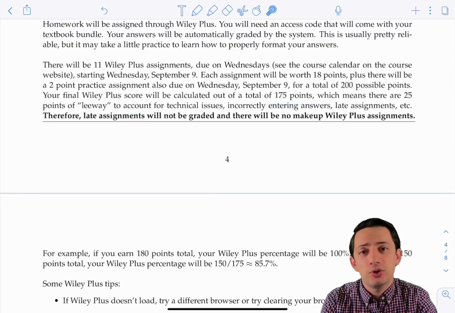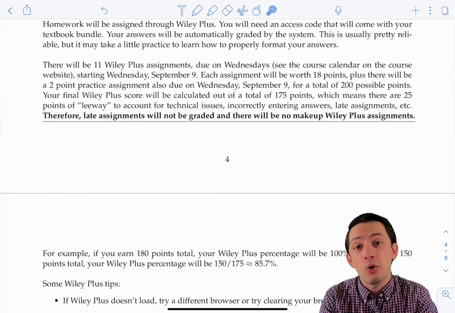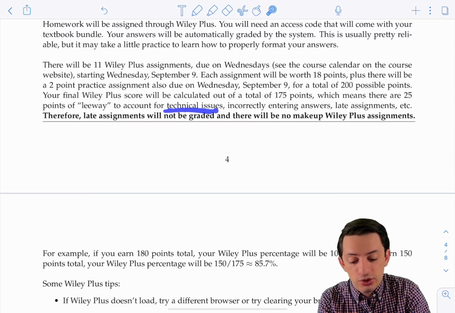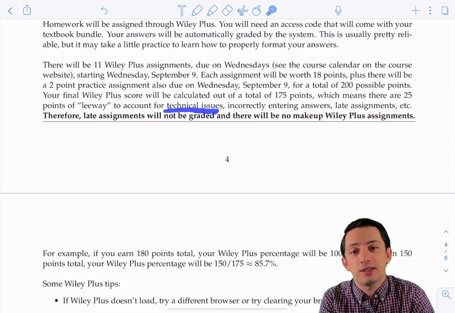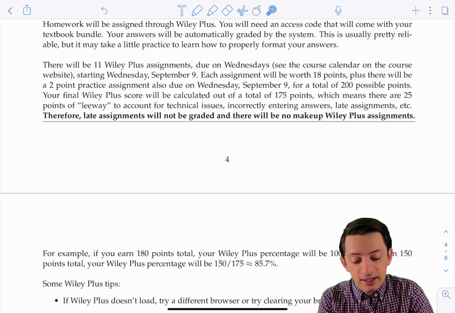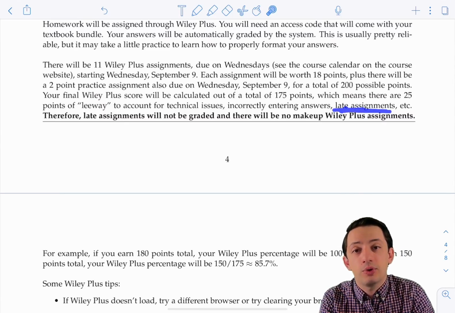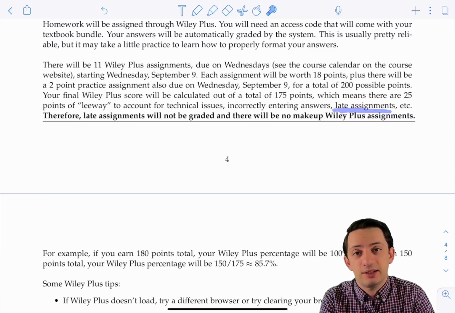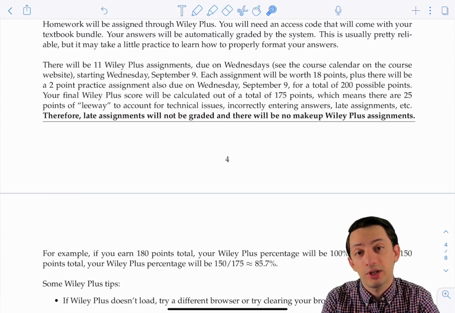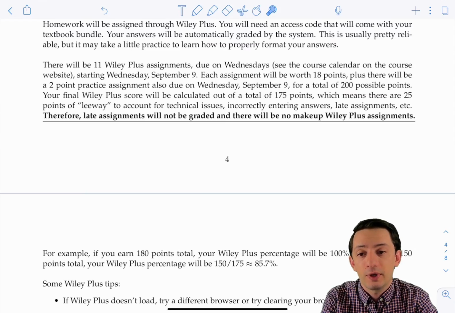So that gives you a bunch of leeway, 25 bonus points of leeway, and that will account for any technical issues, like if you're having issues entering things incorrectly, or if there's some kind of technology issue. It's going to account for the fact that we're not going to accept any late assignments and things like that. So we're not going to accept late assignments, but in exchange, we're giving you these 25 points of leeway.